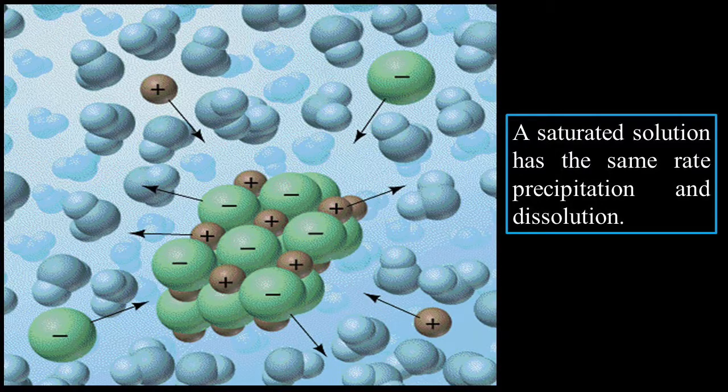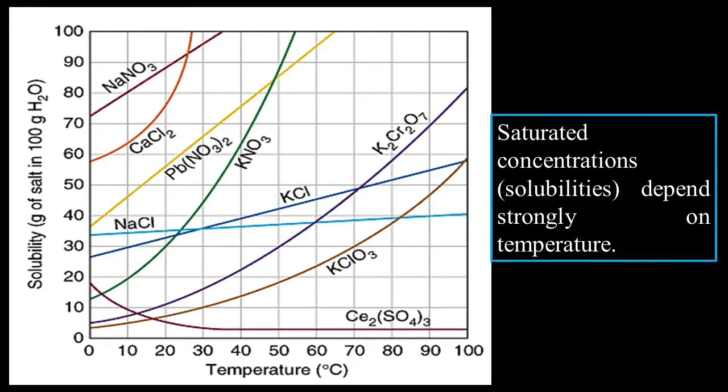A saturated solution has the same rate of precipitation and dissolution. So for every molecule that's dissolved, something becomes undissolved or precipitates. And so the dissolution process is actually an equilibrium problem or phenomenon, where some things are going to be undissolved and some are going to be dissolved. Here is a saturated solution.